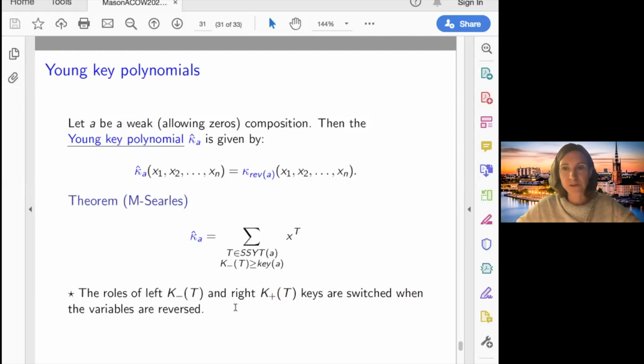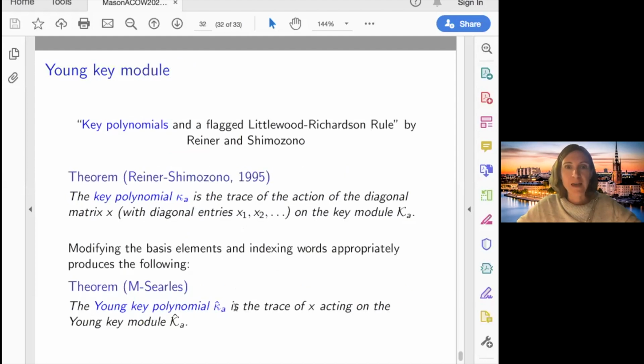So the flip and reverse is also matching up with moving between right and left keys. And finally, one last thing, there is some representation theoretic meaning to this. Reiner and Shimozono proved that the key polynomial is a trace of the action of a diagonal matrix, a GL_n, on a certain key module, and we could modify this result appropriately to construct something called a Young key module. And then our Young key polynomial is in fact a trace of the same matrix acting on this variation of the key module.